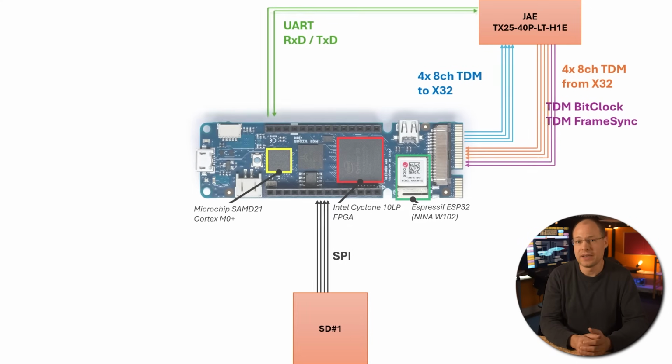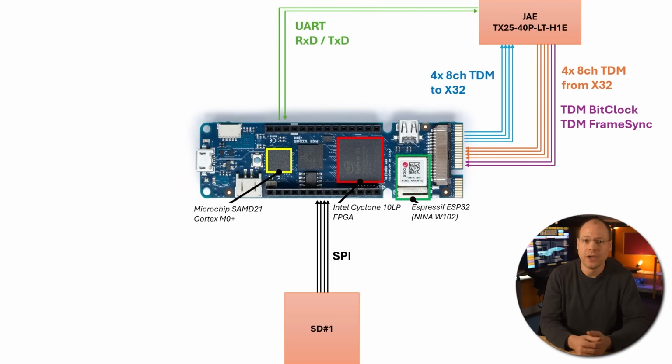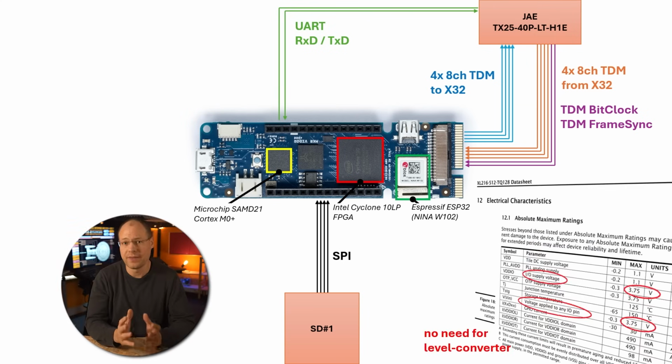I planned to use an SD card connected via SPI to playback some MP3 files and host a web server for controlling this whole system. If you look at the datasheet of the XMOS chips, they are pure 3.3 volt chips, so we don't need any kind of level shifting for the lines. This already gives us a very good overview of the overall system.